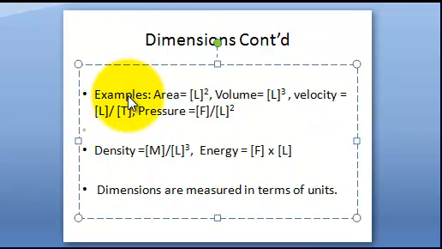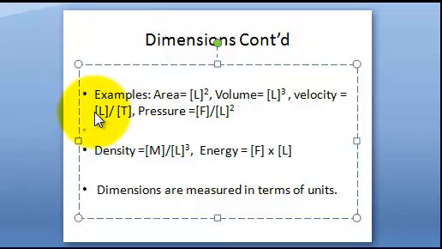Examples of derived quantities are area, which is a combination of length times breadth, both of which are length under fundamental dimensions. So we have L in square brackets raised to power 2. Volume, length times breadth times height, which is L in square brackets raised to power 3.